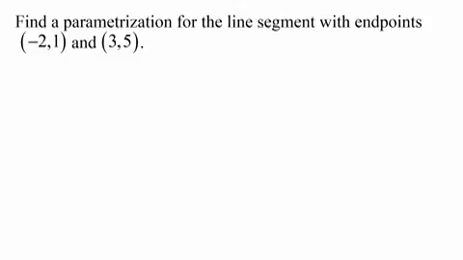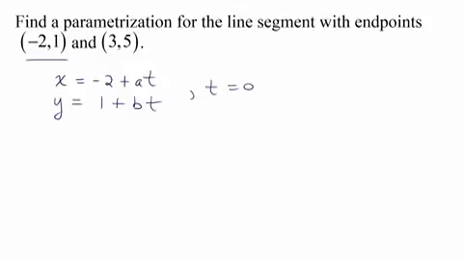Find a parameterization for the line segment with endpoints at negative 2, 1 and 3, 5. We'll start with this point, negative 2, 1, and we'll set up the following system of equations. We know that the x-coordinate must equal negative 2 plus a times t, and the y-coordinate would equal 1 plus b times t for t equaling 0. So as you can see, if we substitute 0 in for t, we get x equals negative 2 and y equals 1, which corresponds to our first point.